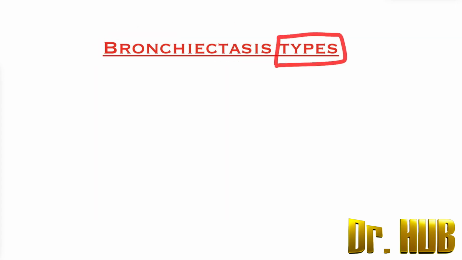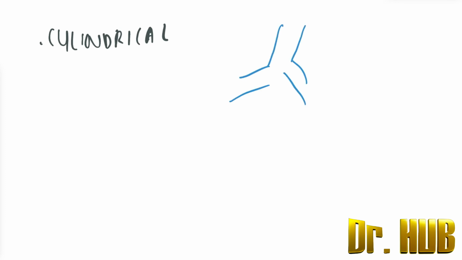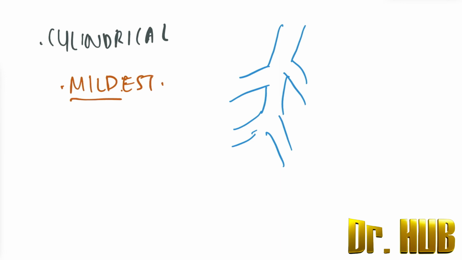Bronchiectasis, and we are looking at its types. The first one will be the cylindrical. So how does cylindrical look? This is a rough diagram of how the cylindrical looks. Here, this is the mildest form of bronchiectasis. There's a loss of normal airway tapering.